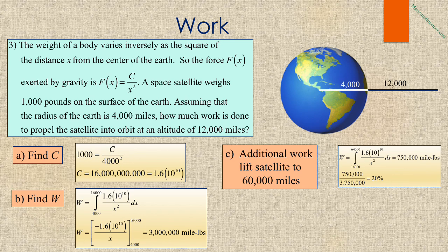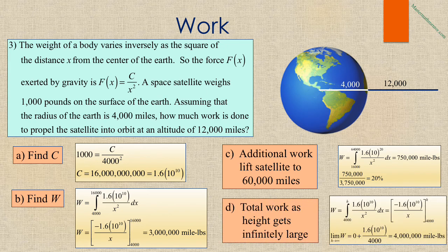If we now want to raise the satellite to a height of 60,000 miles, we integrate from 16,000 to 64,000, and we get 750,000 mile-pounds. So if we are interested in what percentage of the work in raising the satellite into orbit is getting it from 12,000 miles to 60,000 miles, we calculate 750,000 over 3,750,000, and we get 20%. So most of the work in getting a satellite into orbit goes into having it leave the Earth's atmosphere.